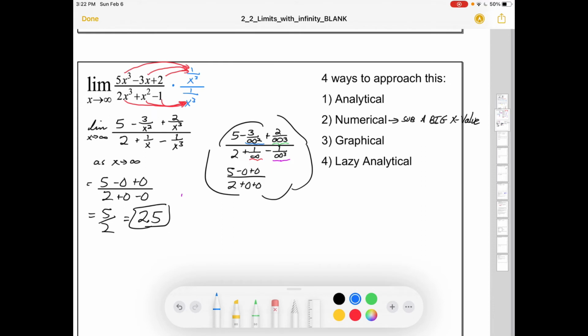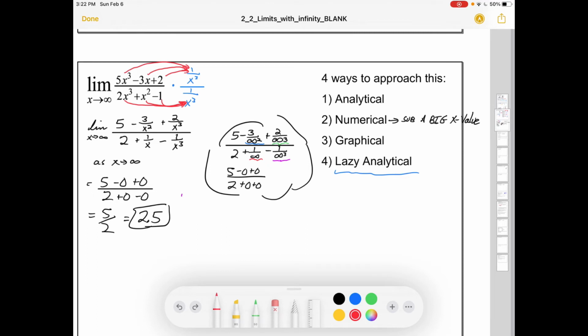What I think the best method is, though, is this one, lazy analytical. So when I look at this limit expression, as we go out towards infinity, not all the terms mean as much as each other. So 5x cubed, 5 times a bajillion cubed, compared to this 2 right here. Nobody cares about 2 out around infinity. Imagine if you had $1 trillion. Would you care that much about every toonie? Probably not. Right? There's orders of magnitude involved.